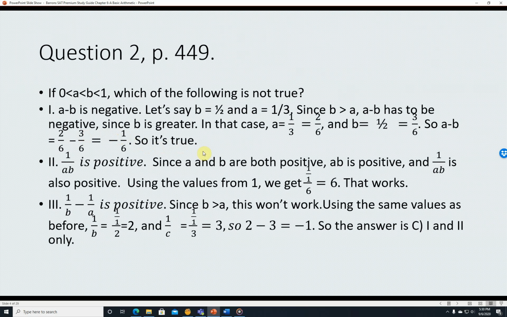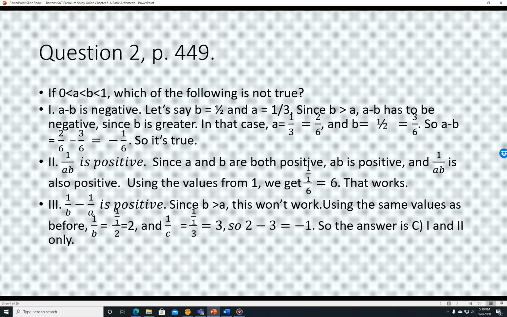So it's true. And then 1 over ab is positive. That's item 2. Since a and b are both positive, ab is positive, and 1 over ab is also positive. And using the values from before, 1/2 and 1/3, we get 1 over 1/6, which is equal to 6. So that works. Item 3: 1 over b minus 1 over a is positive. Well, since b is greater than a, this won't work.